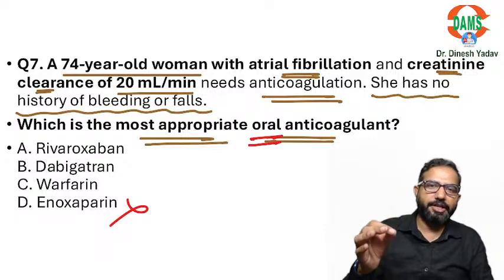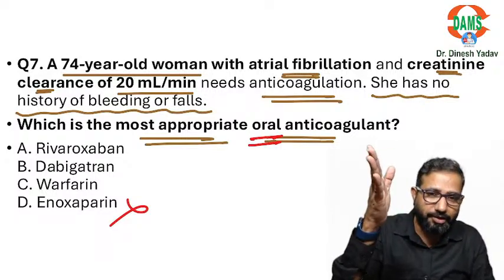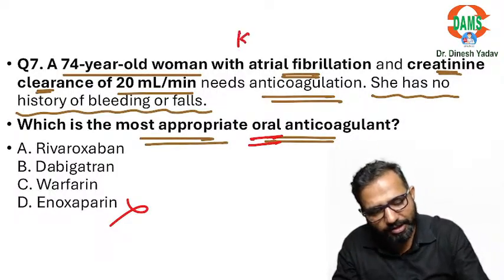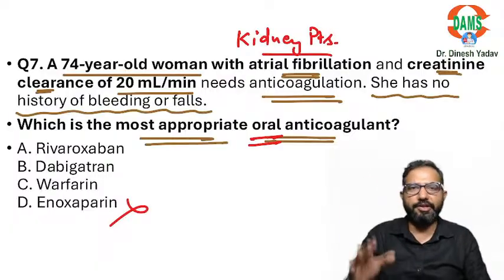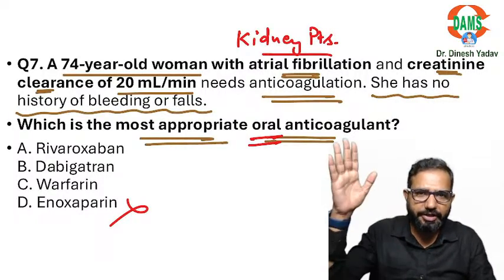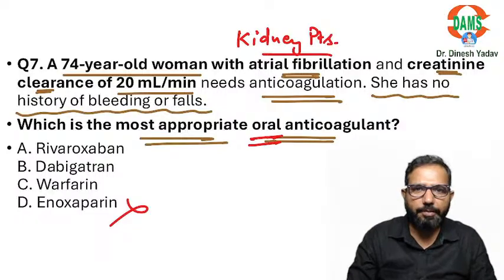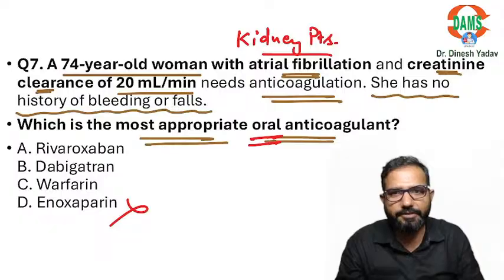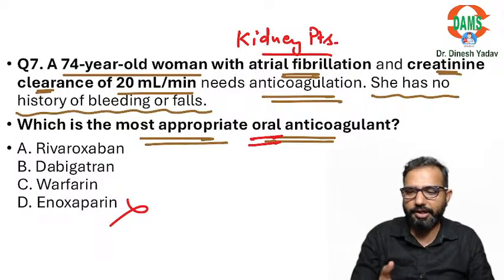So creatinine clearance is 20 ml per minute only. So creatinine clearance is low. It means this patient is a kidney patient. Kidney functions are low. GFR is low. Creatinine clearance is low. So now tell me which is the most appropriate oral drug. Which drug you will use out of these? Out of the oral drugs, which is the option?